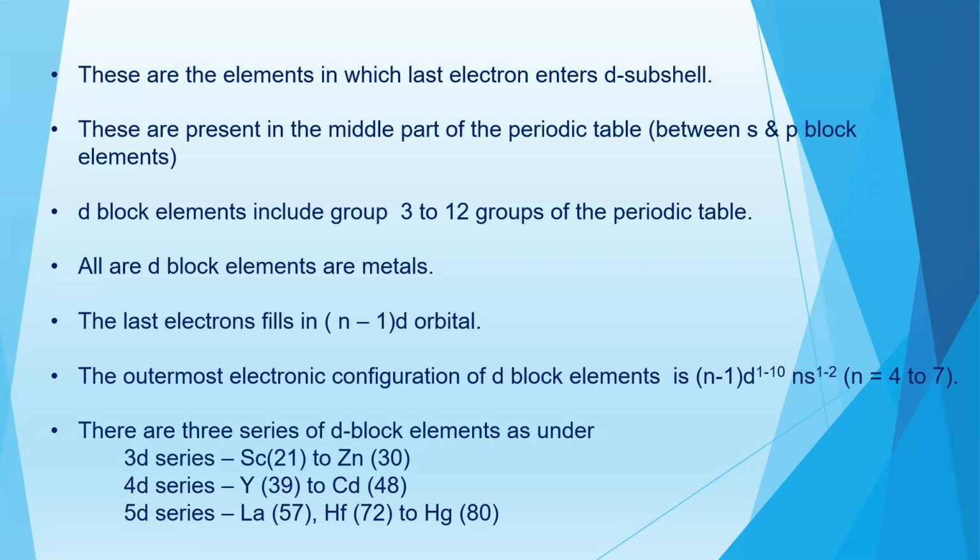There are three series of d block elements as under: the 3d series, which ranges from scandium to zinc, the 4d series from yttrium to cadmium, and the 5d series lanthanum, hafnium to mercury, that is having atomic number 80.